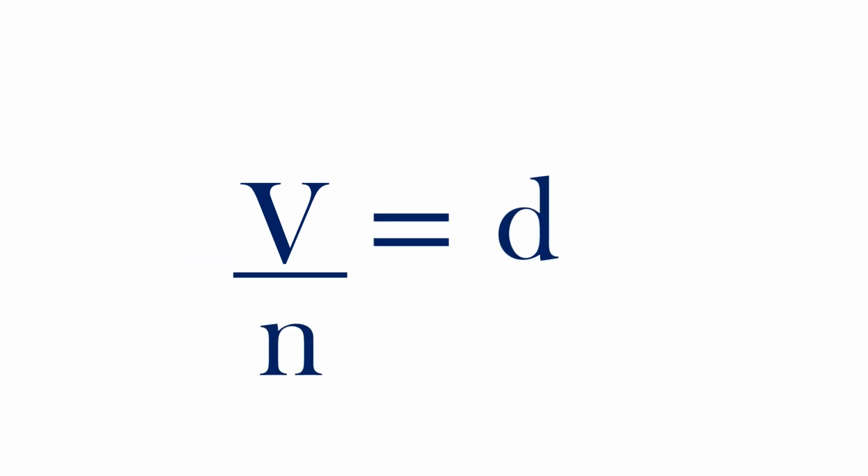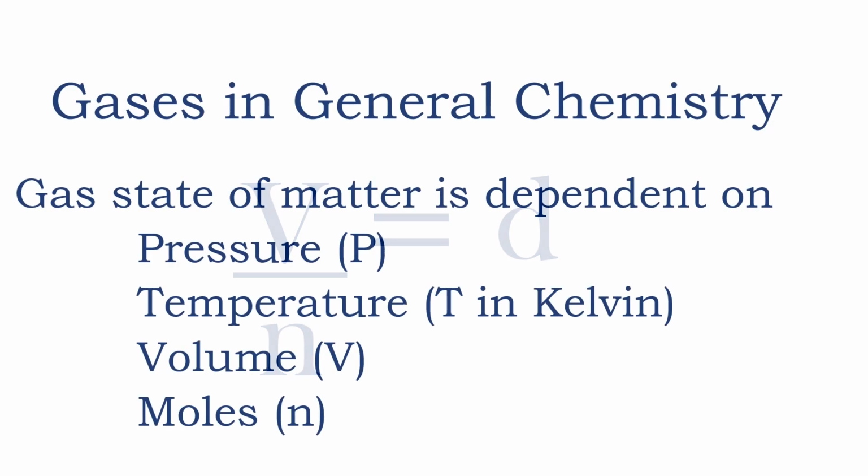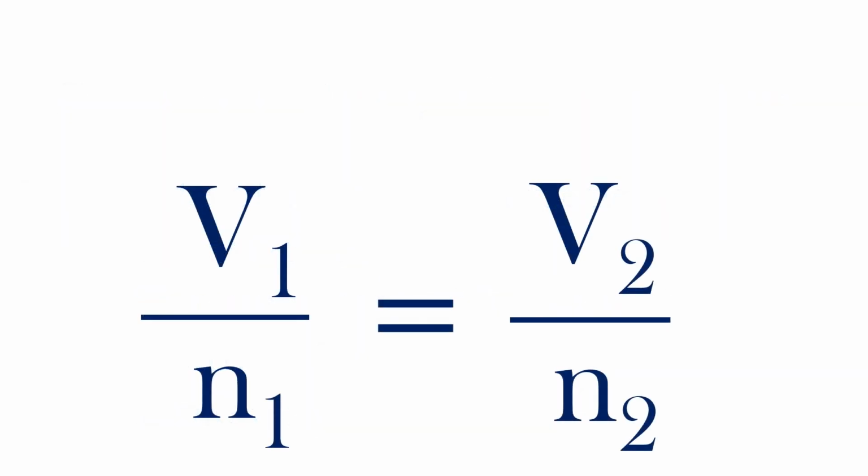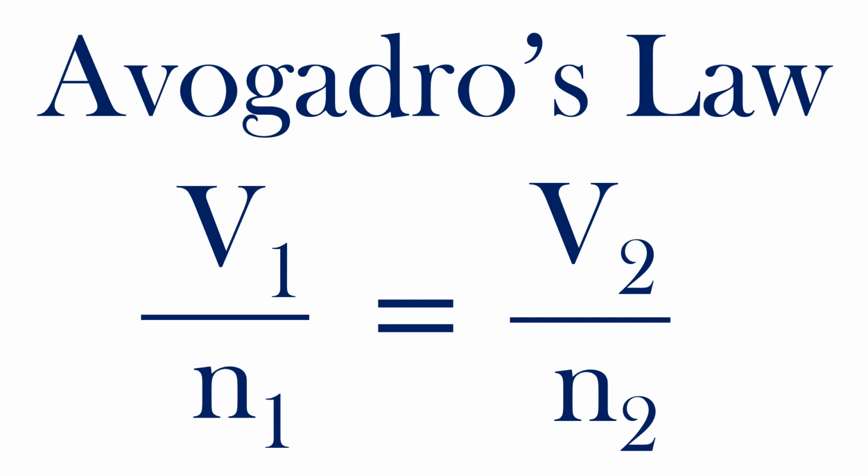Furthermore, we can divide both sides by moles and get the ratio of volume over moles. This ratio always equals some constant. We'll call that constant D here. Recall, gases depend on pressure, temperature, volume, and moles of a gas. Let's assume the pressure and the temperature are constant. This ratio must always equal a constant. Thus, if there's a change in the volume or moles, the ratio must remain constant. This is called Avogadro's law.